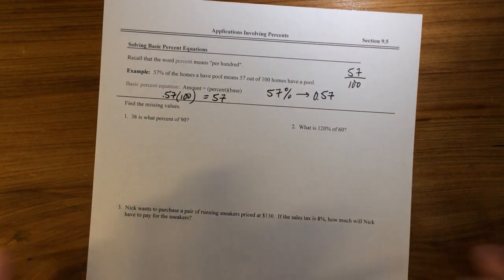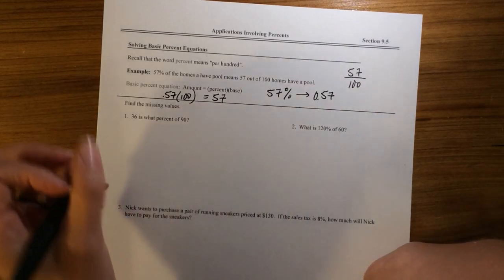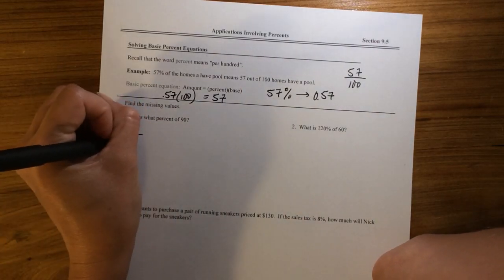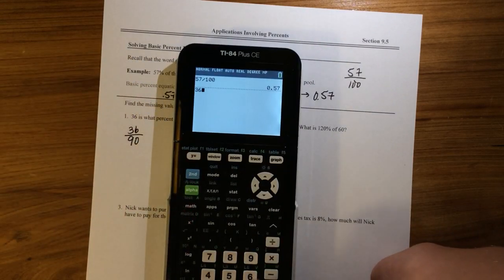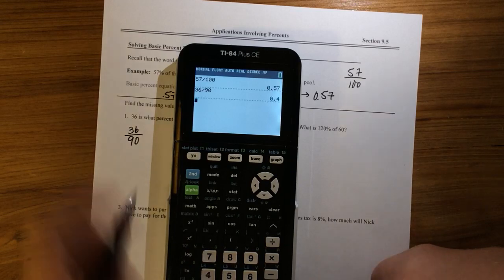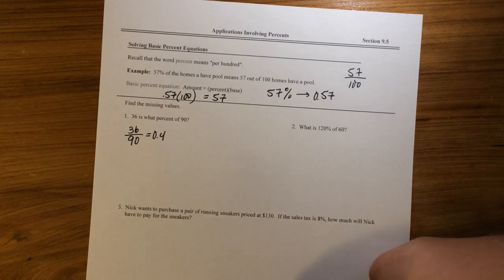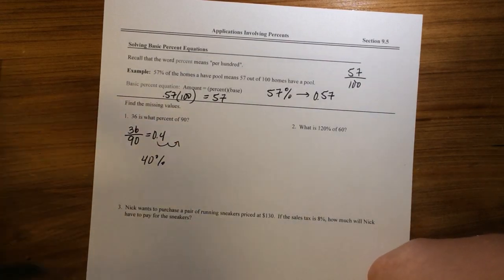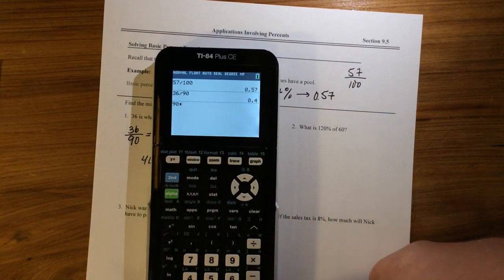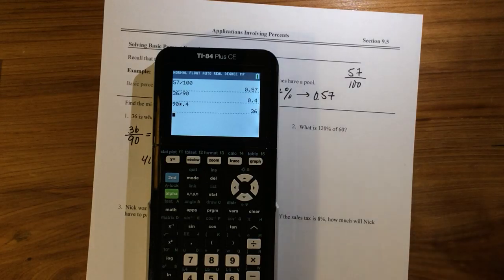So how about 36 is what percent of 90? Well, if we do proportion, 36 is what percent of 90? So 36 over 90, part over a whole, 36 divided by 90, is equal to 0.4. So what does that mean? Move the decimal over twice, so that's 40%. And then note, just to check, if I have 90 times 0.4, that gives us 36.